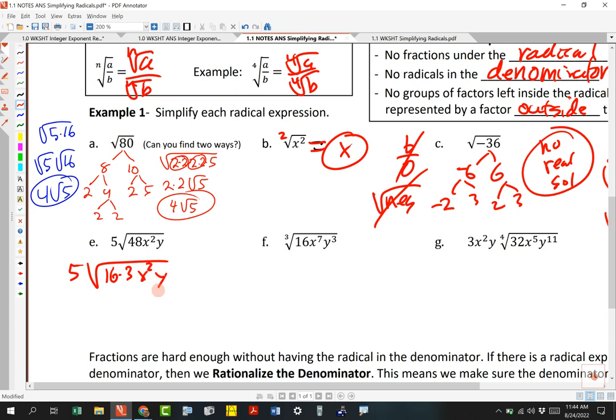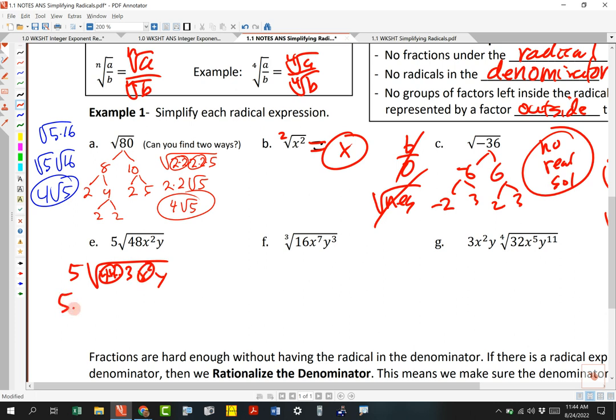And an x squared and a y. I'll make it just a little bit more explicit. Isn't that a 4 times a 4 times a 3 times an x squared times a y? And we're looking for pairs. I have a pair of 4's, and I have a pair of x's.